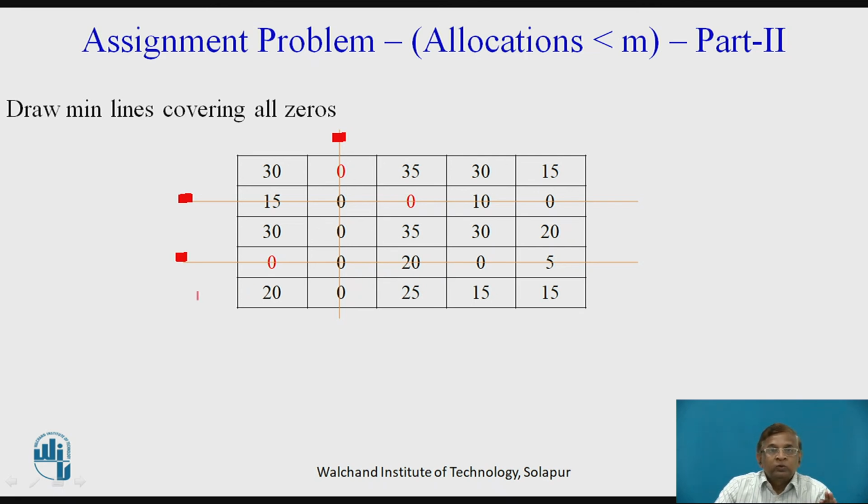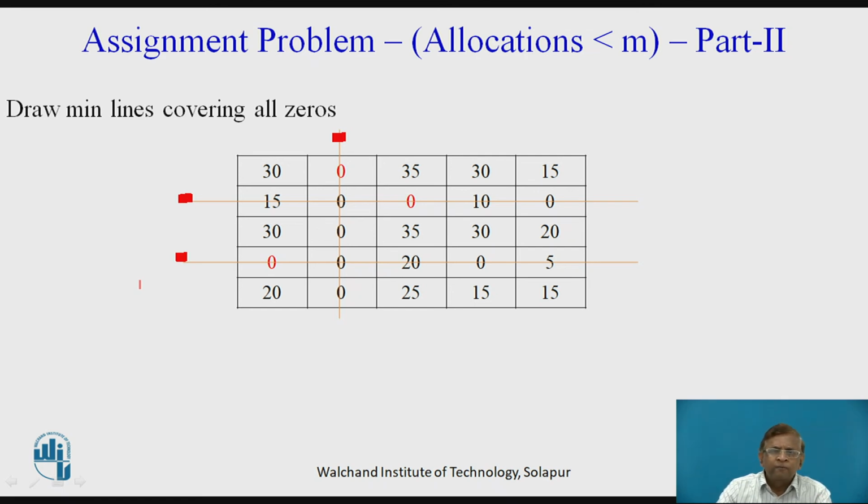This is how, I repeat, we had 3 allocations and hence we must get 3 and only 3 lines which will cover all the zeros at this particular stage of the problem. This is not the complete final solution of the problem, but midway in solving the problem, we have got only 3 allocations, less than 5. So this is not the final solution and we need to look into the extended procedure for solving such problems.